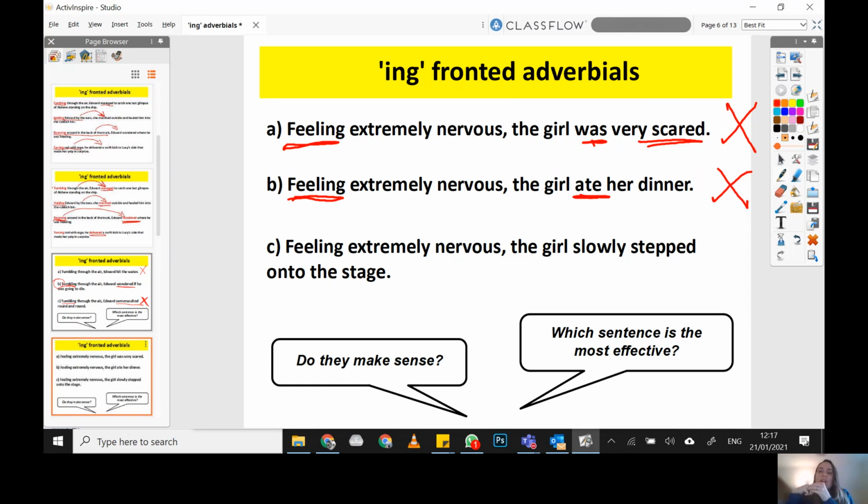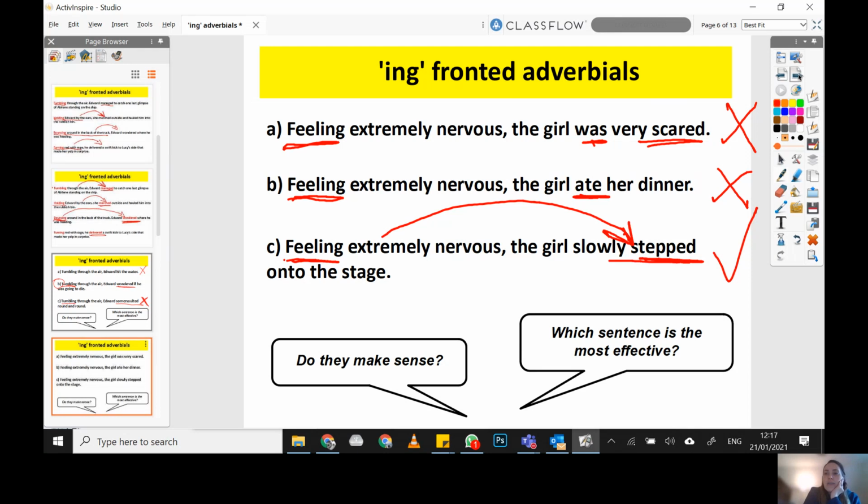Feeling extremely nervous, the girl slowly stepped onto the stage. So finding the action word, I've got feeling, and the action in the main clause is she slowly stepped onto the stage. Does it make sense? Yes. Is it effective? Well, yes, because now I know as she's stepping on, I know how she is feeling about stepping on. So it adds valuable information to the sentence. Well done if you said C.